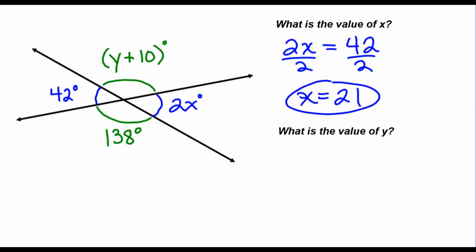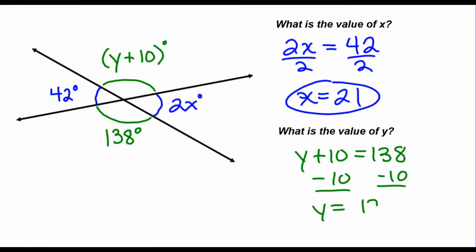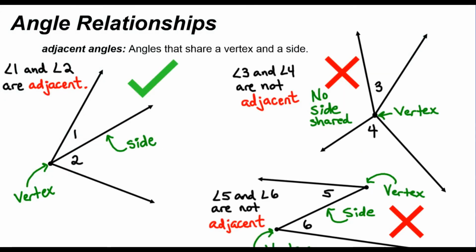And then what about the value of y? Well, this angle, y plus 10 degrees, is vertical to 138 degrees. So I know that they're the same measure, or they're equal. So I just write that down: y plus 10 equals 138. And again, a one-step equation that I can solve. Y equals 128. So y has to equal 128 because those two green angles are congruent. And to make it congruent, y has to be 128. And that's vertical angles.